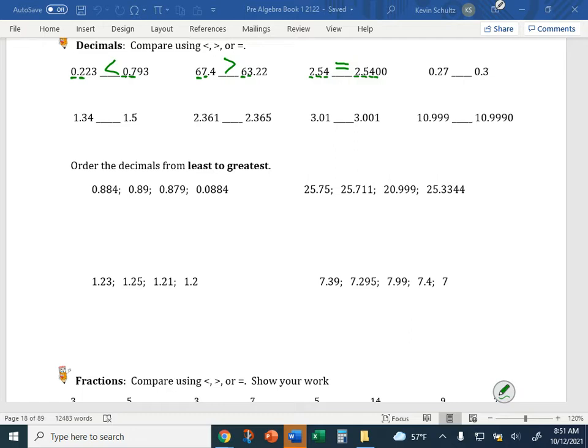How about 0.27 and 0.3? Camille, it is less than.